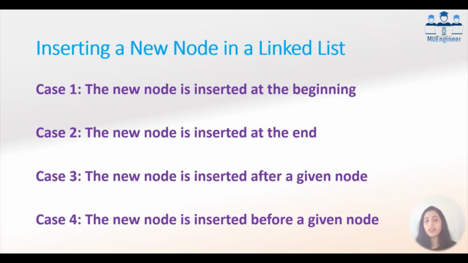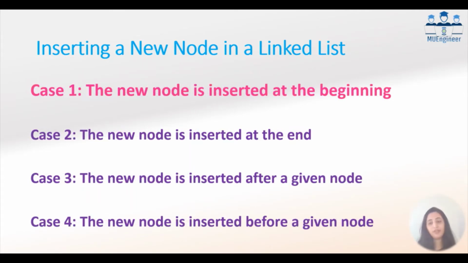The first is inserting a new node in a linked list, in which we have four different cases. If I want to insert a new node in the linked list, the first case could be to add a new node in the beginning of the linked list. The next is the new node will be inserted at the end of the linked list. The third case is the new node is inserted after a given node, and the fourth case is a new node is inserted before a given node. So we'll understand all these cases one by one. Let us move ahead and start with the first case.